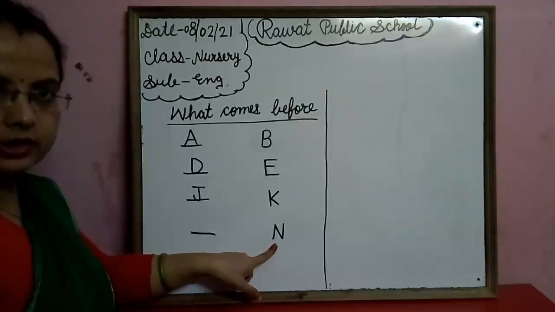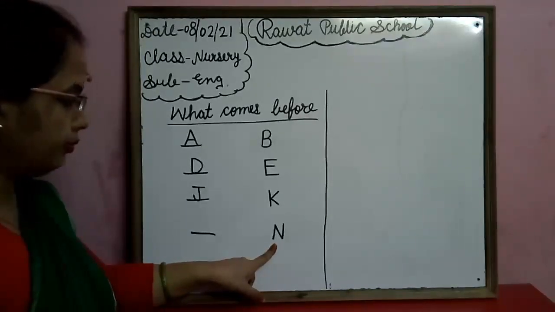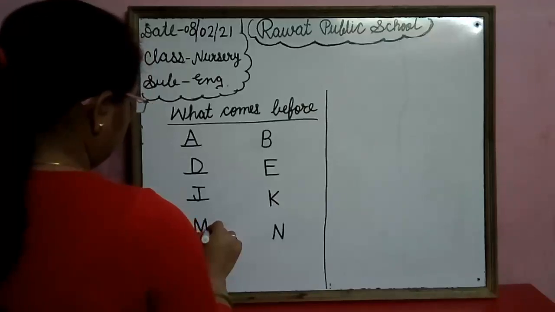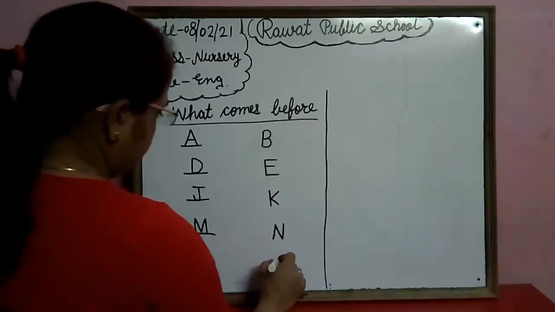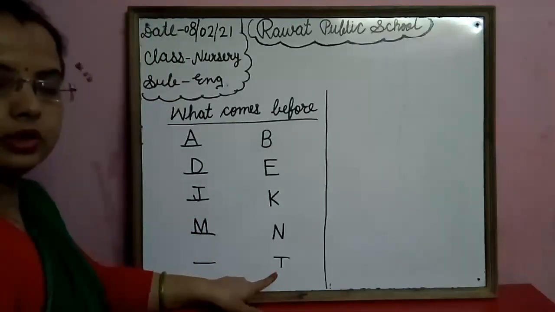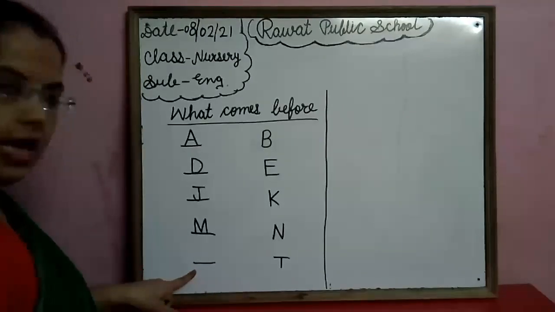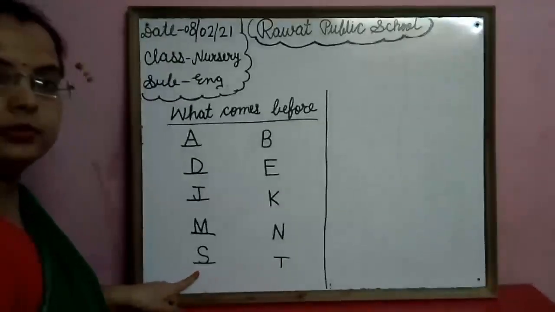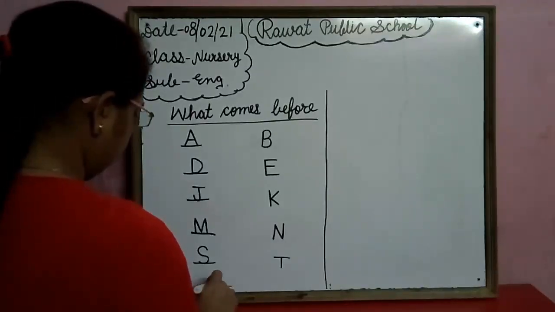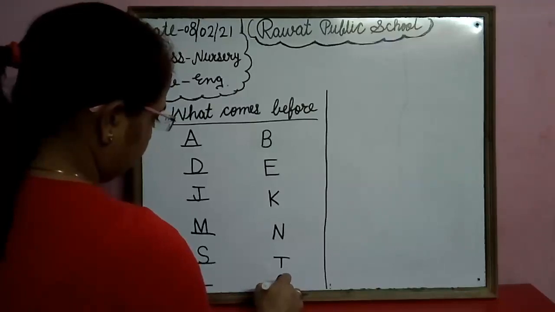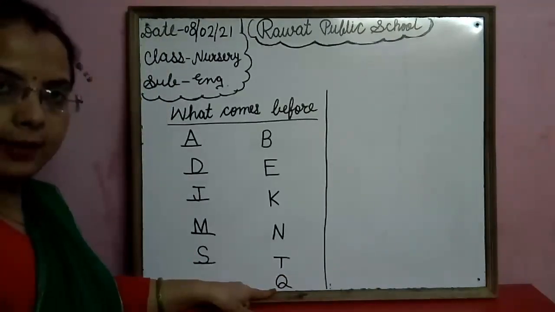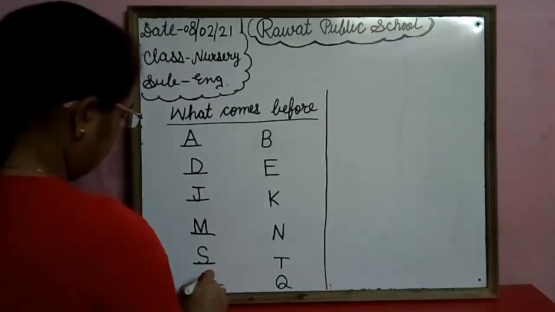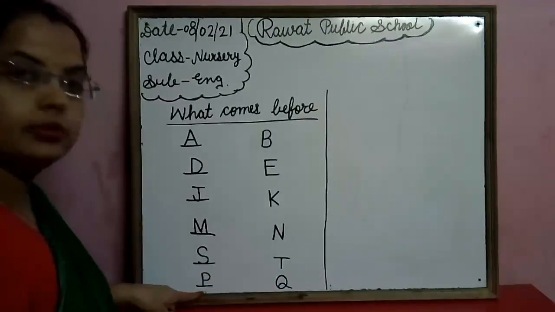This is N. What comes before N? N से पहले क्या आता है? M. So we will write here M. This is T. What comes before T? S. So we will write here S. T से पहले क्या आता है? S. This is Q. Capital Q. What comes before Q? P. Q से पहले क्या आता है? P. Okay?